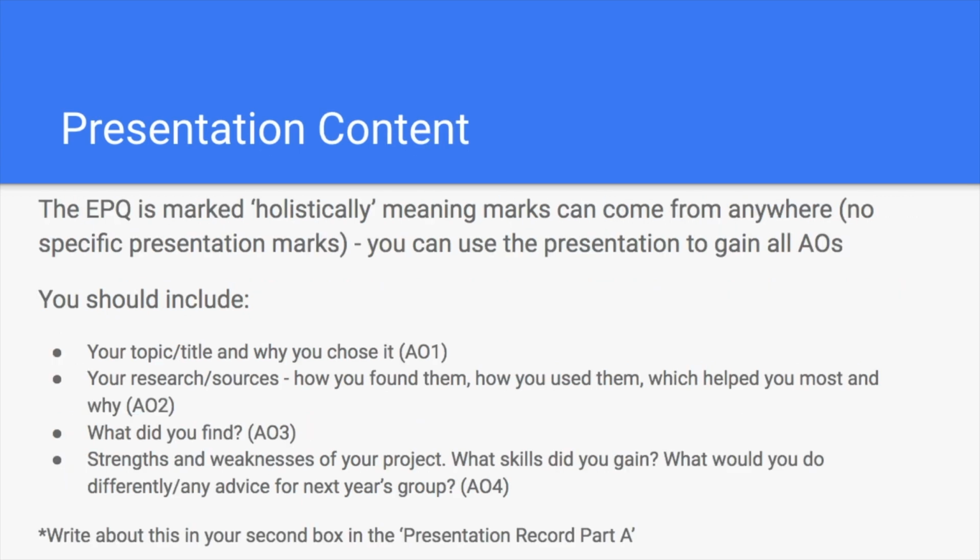What to include, that's a question I get really regularly. Yeah, very valid. In my eyes, really, there's almost two sections to it. The first half, you're talking about your project.